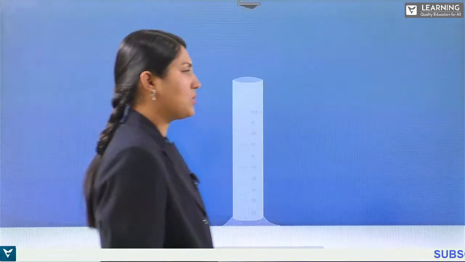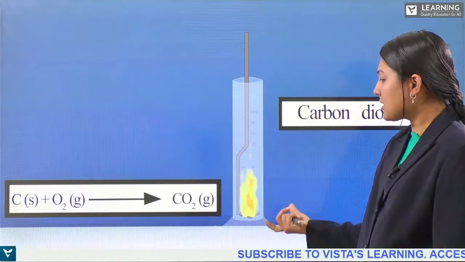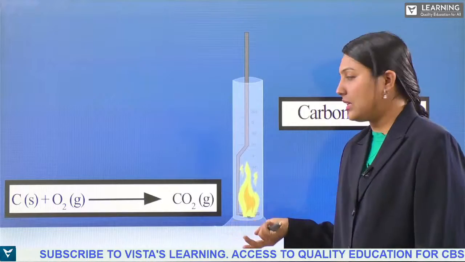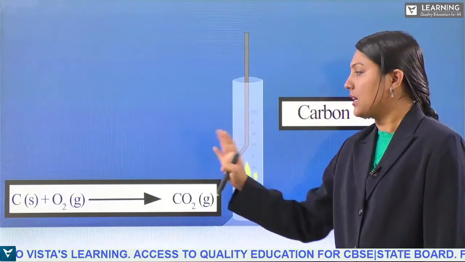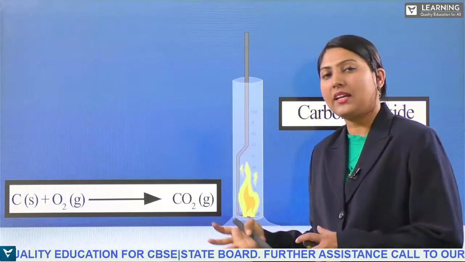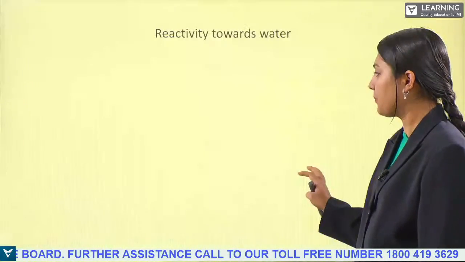Carbon reacts with oxygen and it gives you carbon dioxide. So this carbon dioxide is prepared and you have a huge energy released because it is a combustible thing. Carbon reacts with oxygen, giving high energy for formation of carbon dioxide.